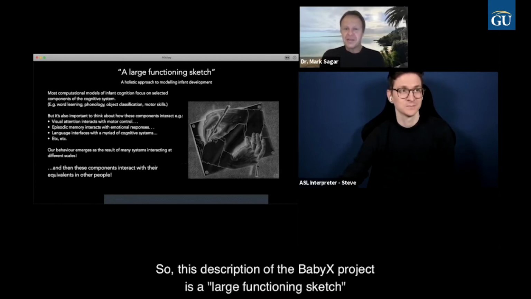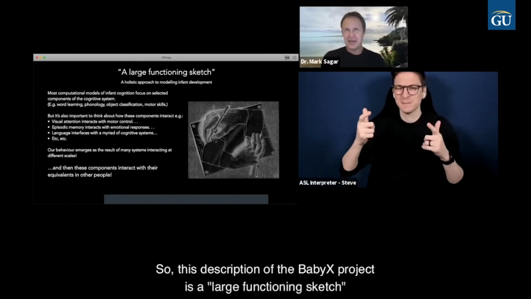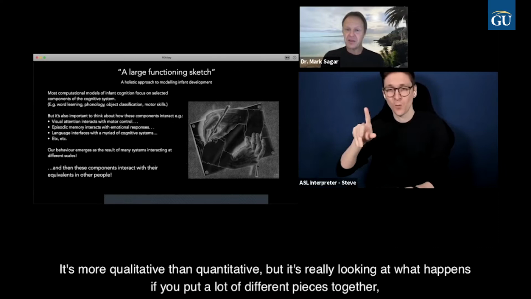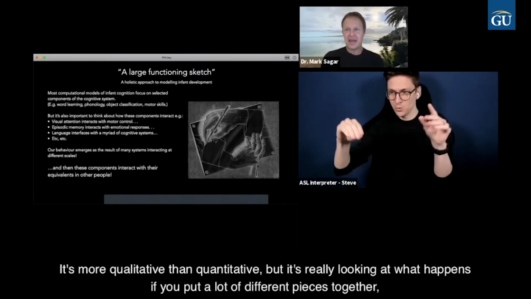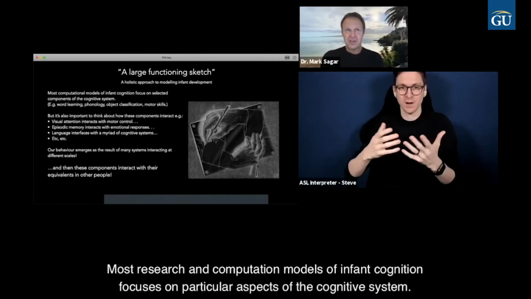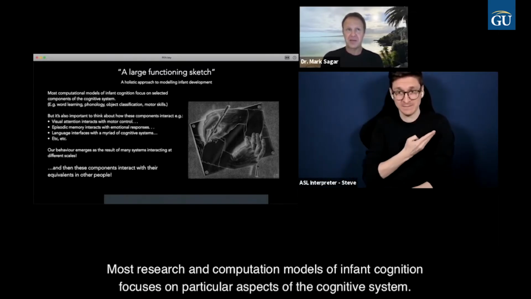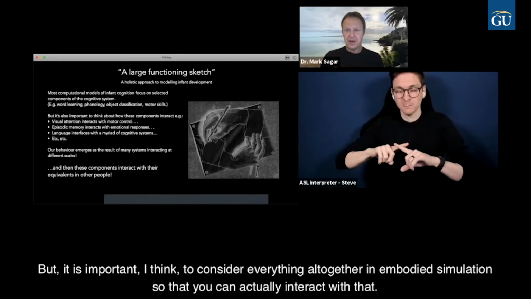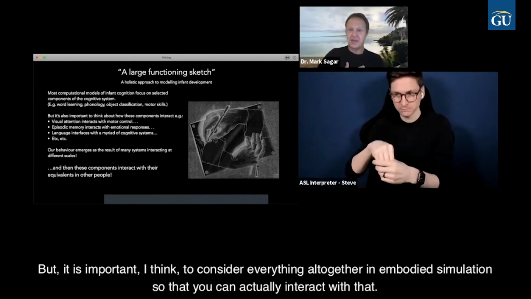So the best description of the Baby X project is a large functioning sketch. It's more qualitative than quantitative, but it's really looking at what happens if you put a lot of different pieces together and see the system as a functioning whole. Most research and computation models of infant cognition focus on particular aspects of the cognitive system, but it's important, I think, to consider everything all together in an embodied simulation so that you can actually interact with that.